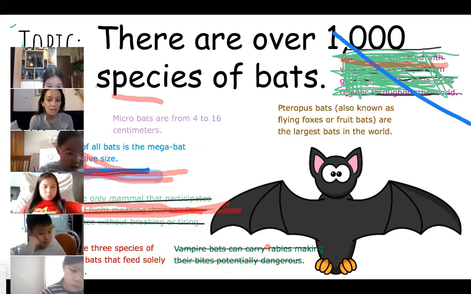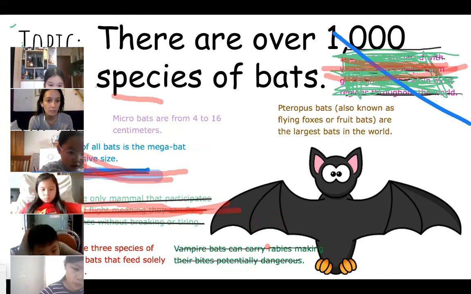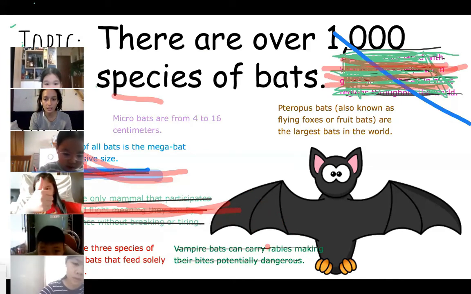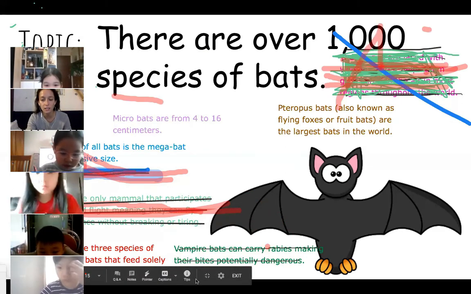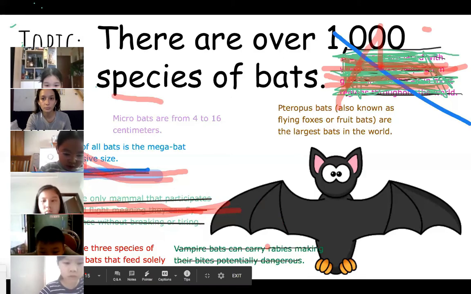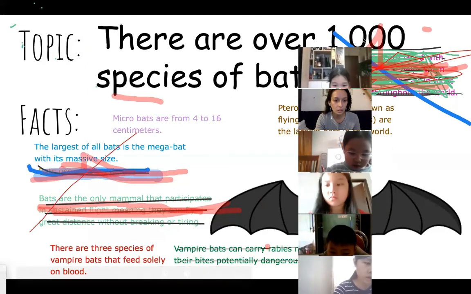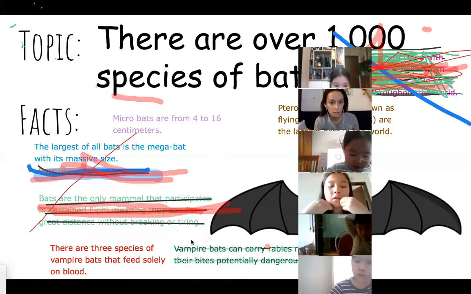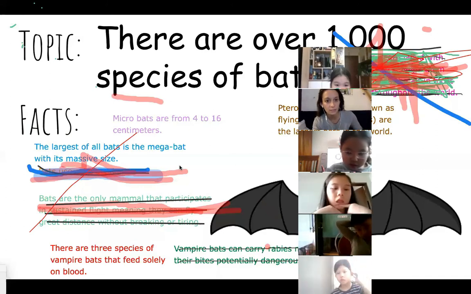Crossing out, vampire bats can carry rabies, making their bites potentially dangerous. So is that a fact about a type of bat? Yes, so I think that is a good fact. Let's leave this fact here, okay? So we have, bats are the only mammals that participate in sustained flight.